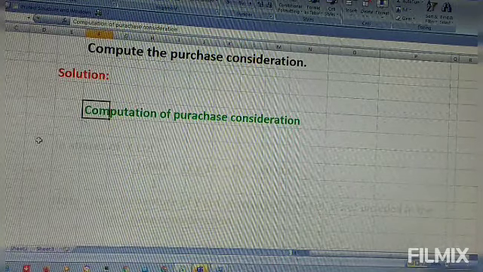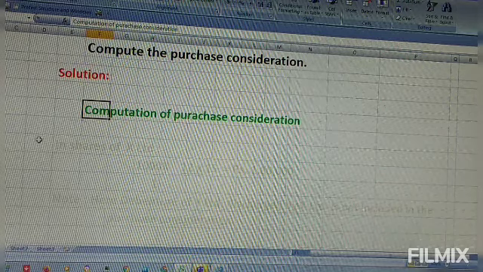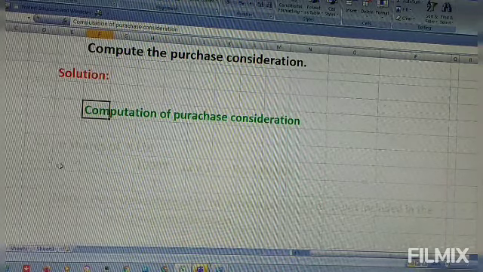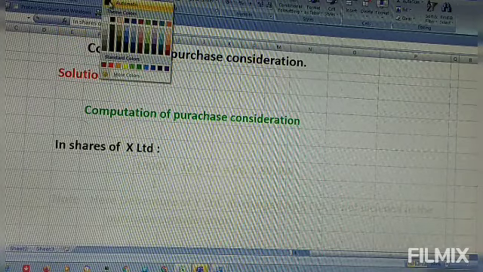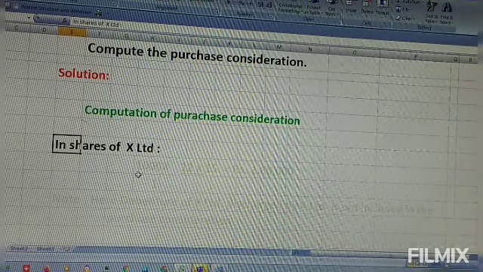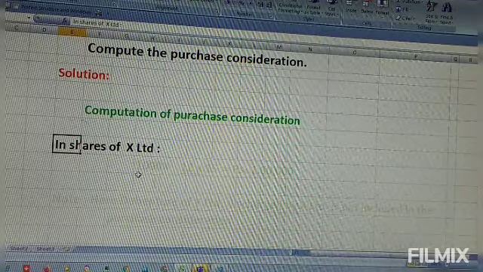So who gives here? X is a transferee company, because it takes over the business of Y Limited. That's why X is the transferee company and Y is the transferor company. So it gives in shares of X Limited, only shares, not cash. So we'll write in shares of X Limited. For every one share, the X company gives 12 shares.